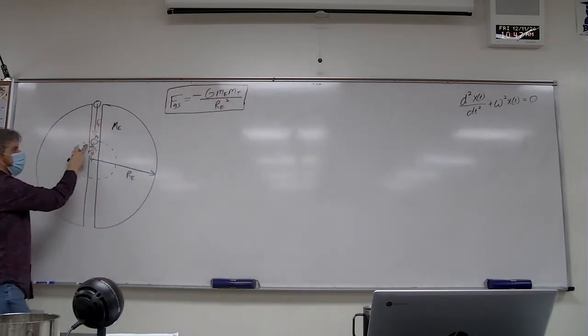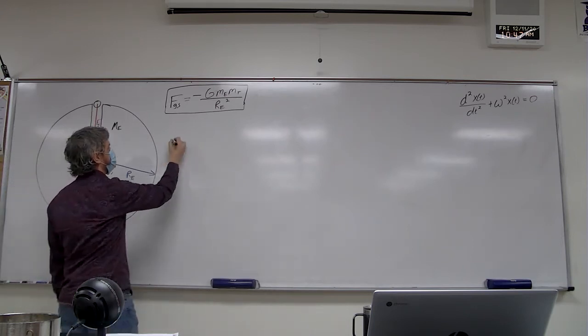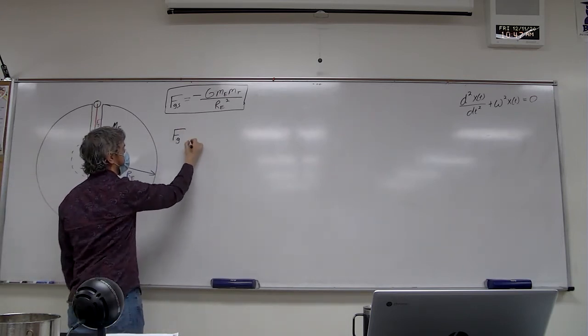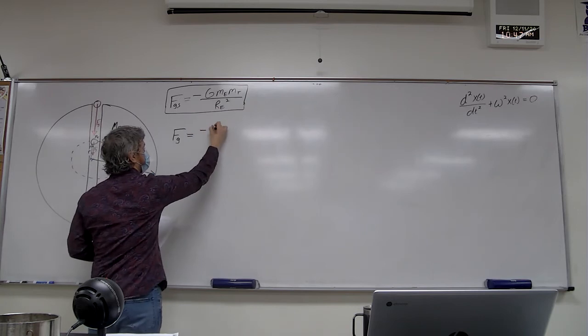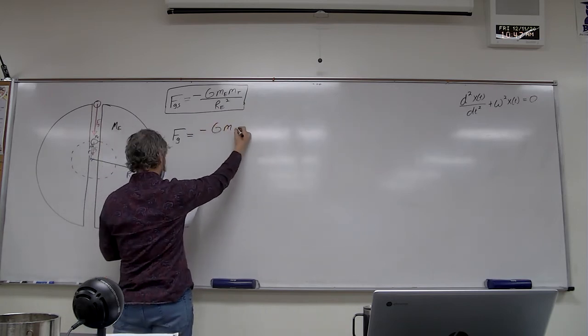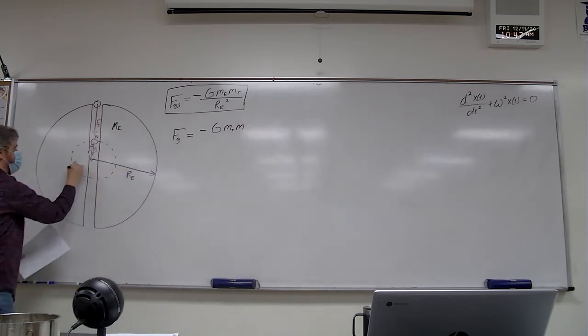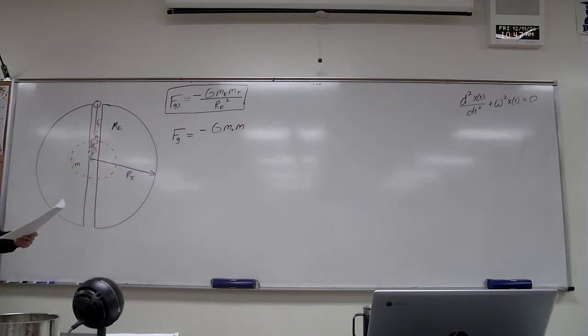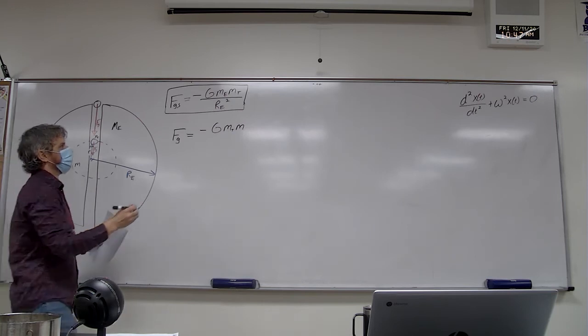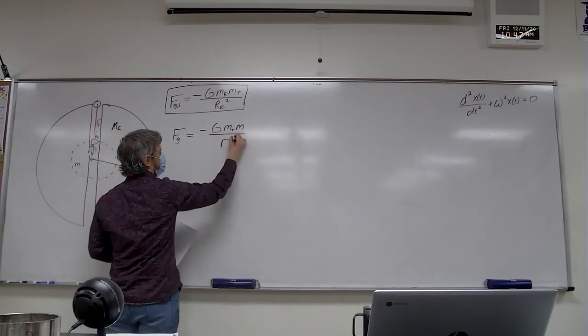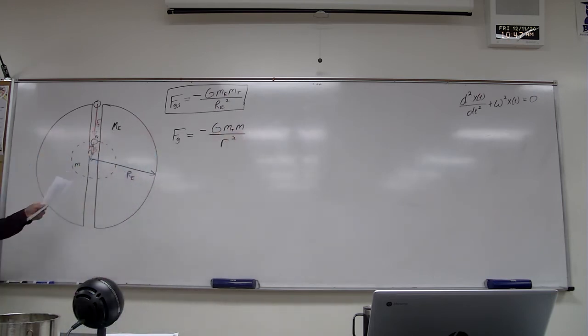So let's talk about this gravitational force as Trenton is falling through the Earth. I'm just going to call that Fg. That's going to be negative big G, mass of Trenton, and I'm just going to call the mass of the smaller guy little m, over the radius of that sphere squared. So I called that little r in my diagram.